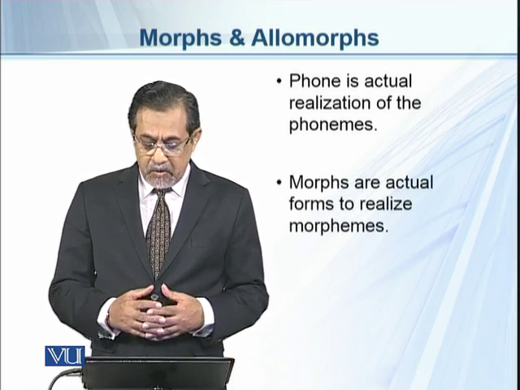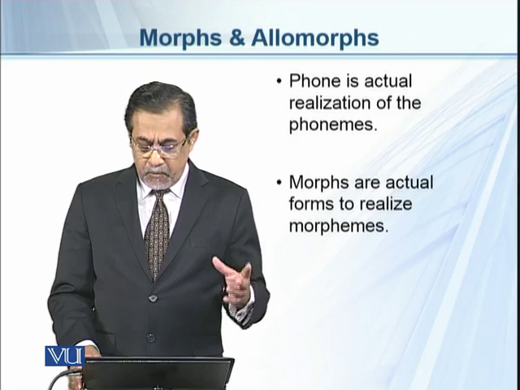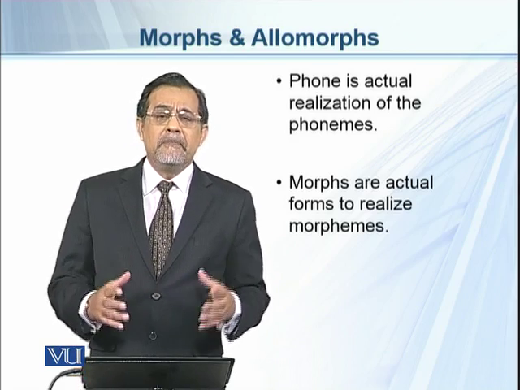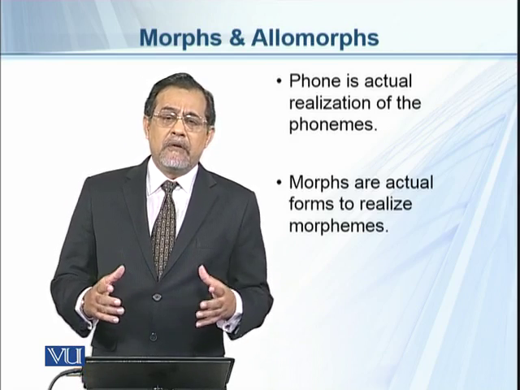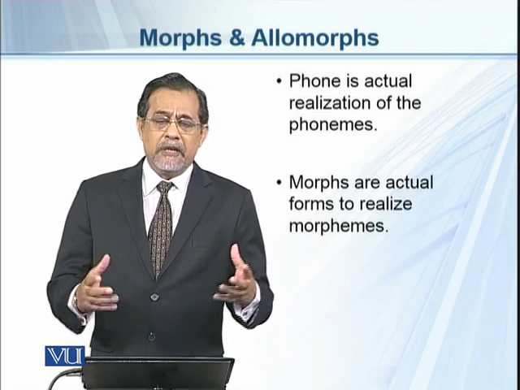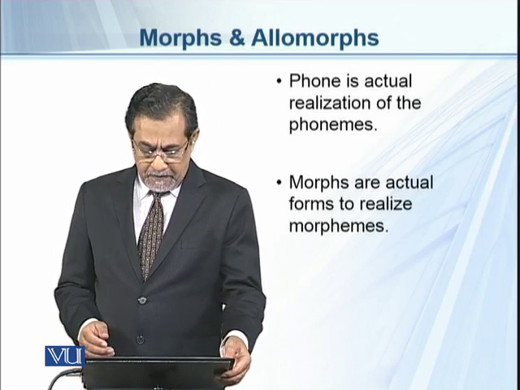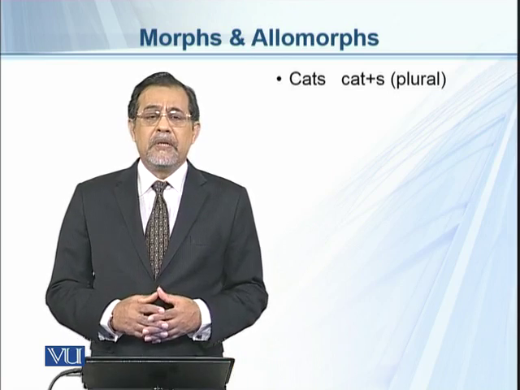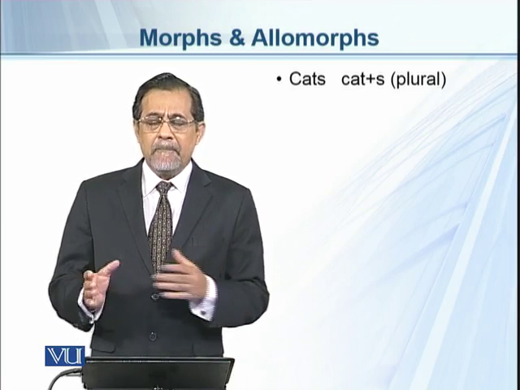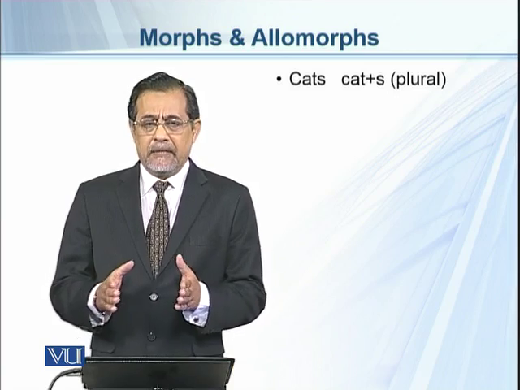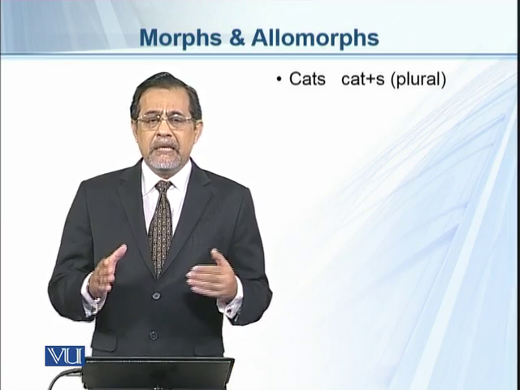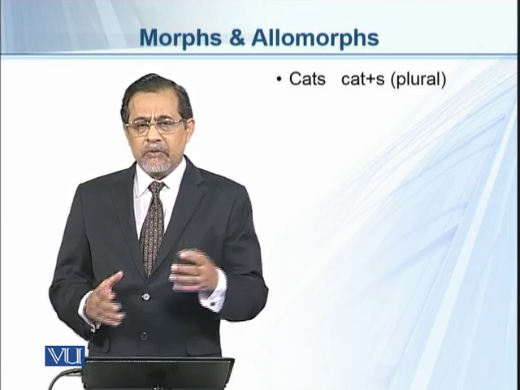So morphs are actual forms that realize morphemes. Similarly, morphemes have certain morphs which are realized differently. For example, we have cat and we add a plural morpheme to it in the form of s, and we pronounce it as cats. We got two morphemes.